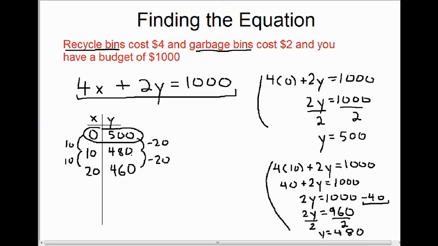So we know the y-intercept is 500. We know the initial value is 500. We still don't know quite what the slope is yet. We could use a couple of values here to figure out what the slope is. Let's go ahead and try to do that next.